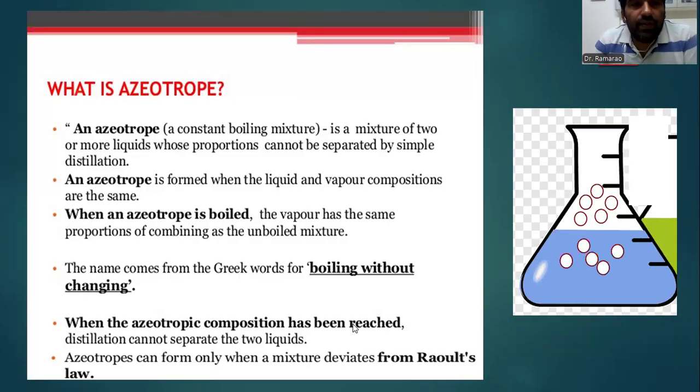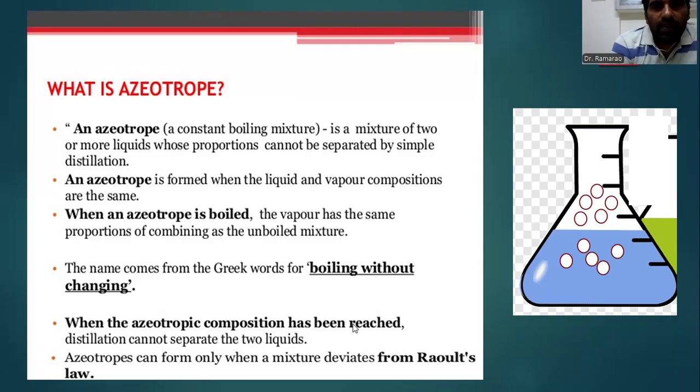Now the next point is azeotrope. An azeotrope is a mixture of two or more liquids whose proportions cannot be changed by simple distillation. An azeotrope is formed when the liquid and vapor compositions are the same. When the azeotrope is boiled, the vapor has the same proportions of the components as the unboiled mixture. The name comes from the Greek words meaning boiling without changing. So when the azeotropic composition has been reached, distillation cannot separate the two liquids.